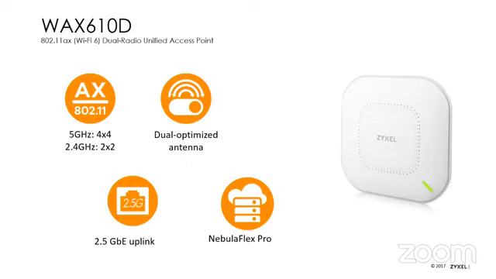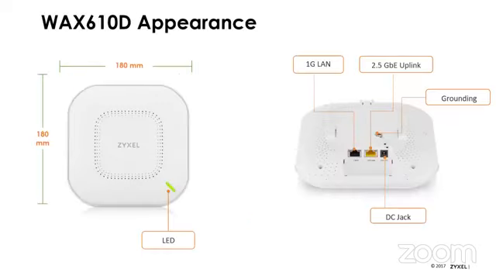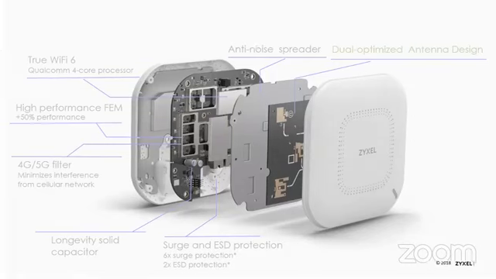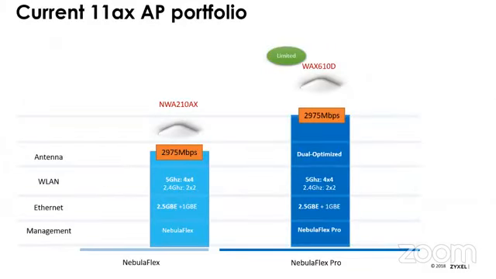And then we've got the WAX 610D. So very similar to the NWA 210AX, but just like before with the previous grouping, this adds dual optimized antenna and Nebula Flex Pro. And again, same sort of internal industrial design. It's designed to help boost performance and help prolong the life of the product itself. So again, main differences here between each other is adding the dual optimized antenna and the Nebula Flex Pro.